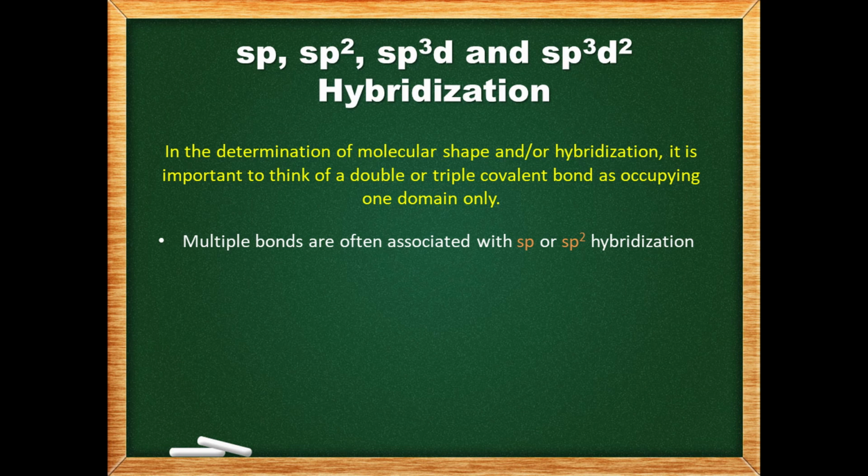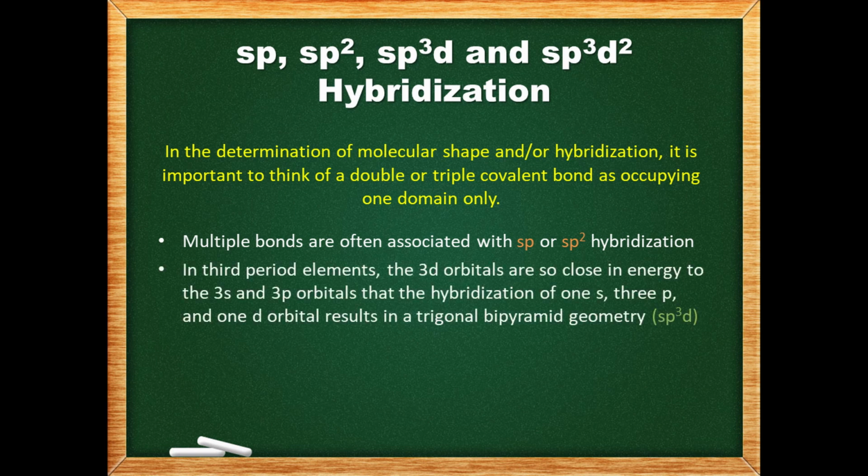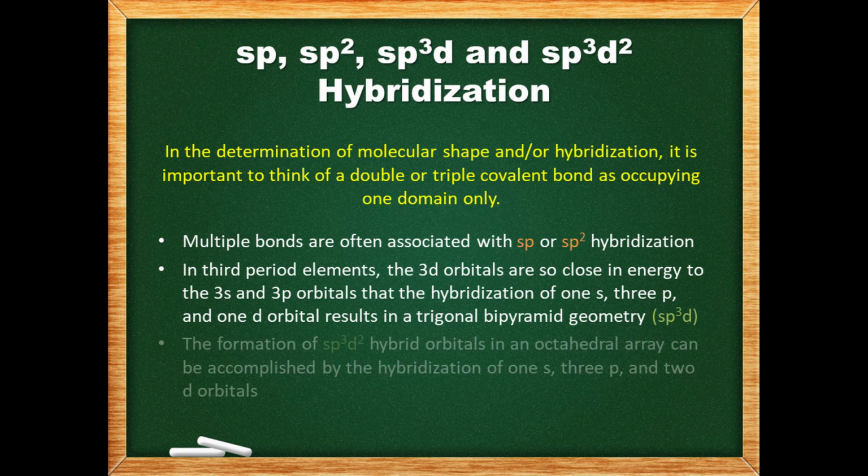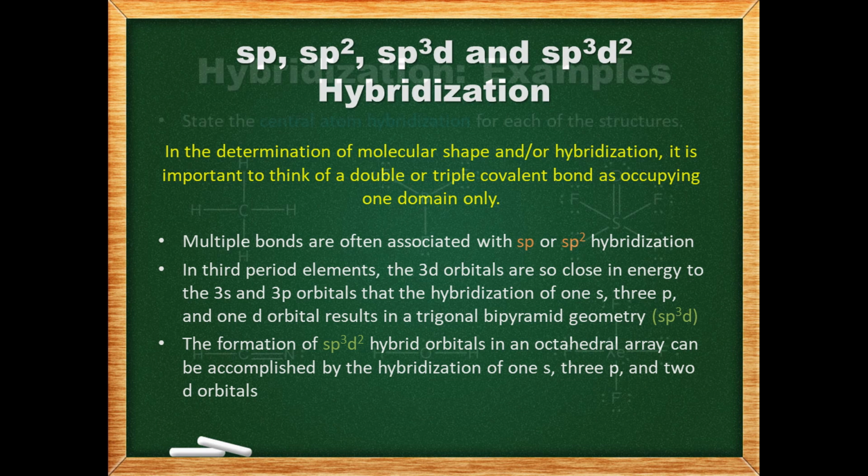There are two other types of hybridization we'll go over, though they are currently not being assessed on the AP Chemistry exam, at least at the time this video was released. In third period elements, the 3d orbitals are so close in energy to the 3s and 3p orbitals that the hybridization of one s, 3p, and 1d orbital results in a trigonal bipyramid geometry. This is sp3d. The formation of sp3d2 hybrid orbitals in an octahedral array can be accomplished by the hybridization of 1s, 3p, and 2d orbitals.